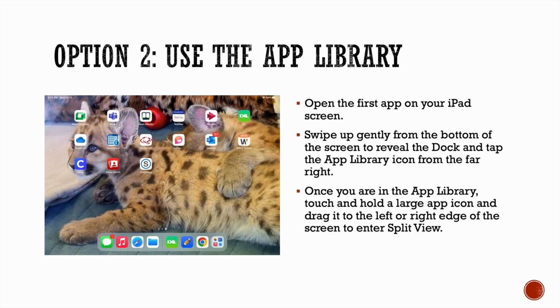Option 2. Use the app library. Open the first app on your iPad screen. Swipe up gently from the bottom of the screen to reveal the dock and tap the app library icon from the far right. Once you are in the app library, touch and hold a large app icon and drag it to the left or right edge of the screen to enter split view.